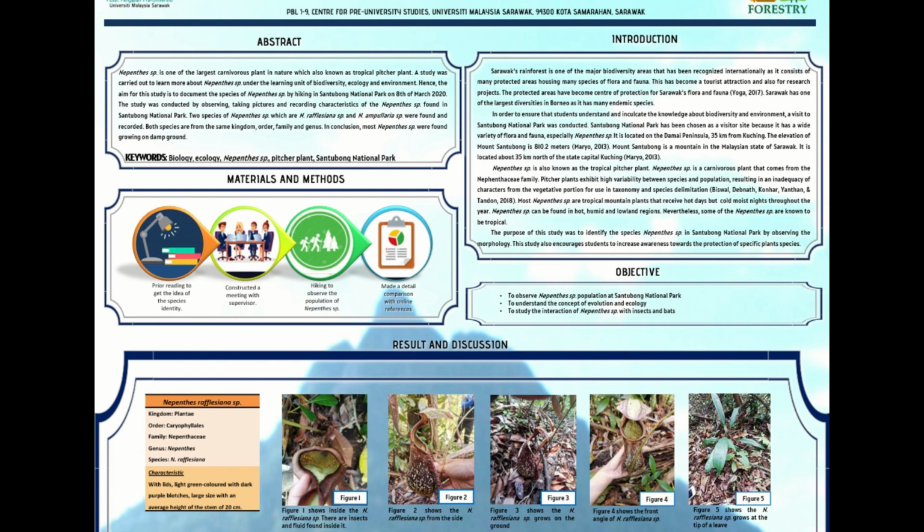The purpose of this study was to identify the species of the Nepenthes in Santubong National Park by observing the morphology. This study also encourages students to increase the awareness towards the protection of specific plant species. Throughout the study, my group members and I did some prior reading to get the idea of the species identity, then constructed a meeting with our supervisor, followed by hiking to observe the population of the Nepenthes species, and last but not least, we made a detailed comparison with online references.